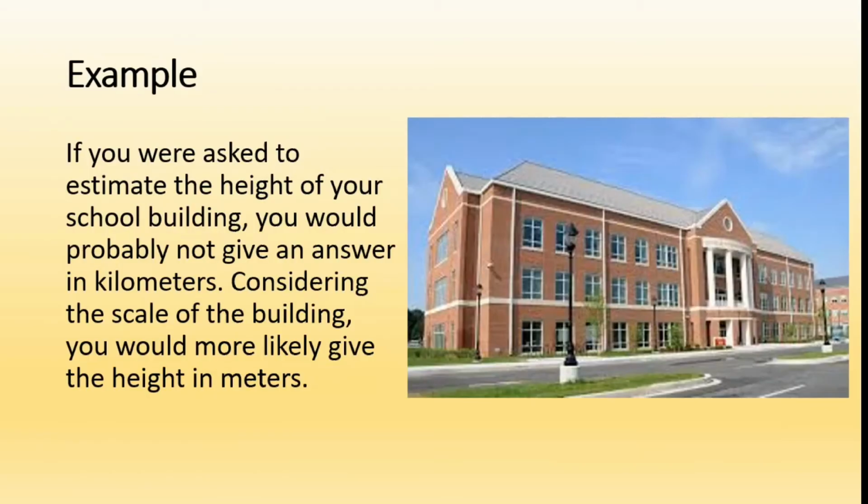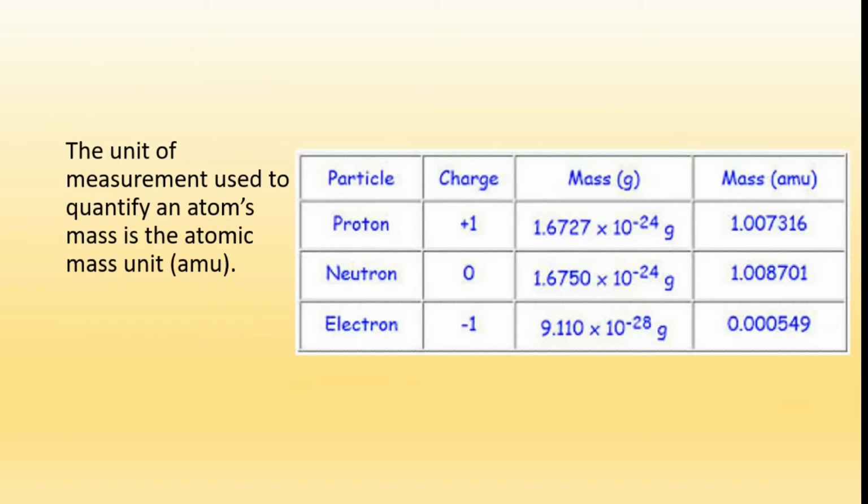Let me explain this with an example. If you were asked to estimate the height of the school building, you would probably not give an answer in kilometers. Considering the scale of the building, you would more likely give the height in meters. When thinking about the mass of an atom, scientists discovered that even grams were not small enough to use for measurement. Scientists needed a more manageable unit. The unit of measurement used to quantify an atom's mass is the atomic mass unit, as you can see in the chart.